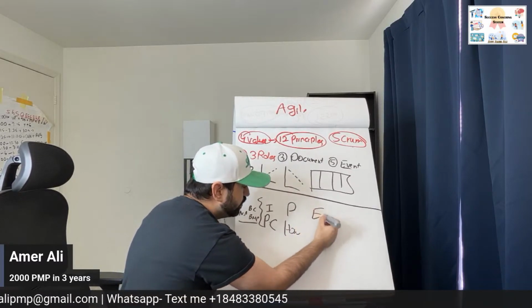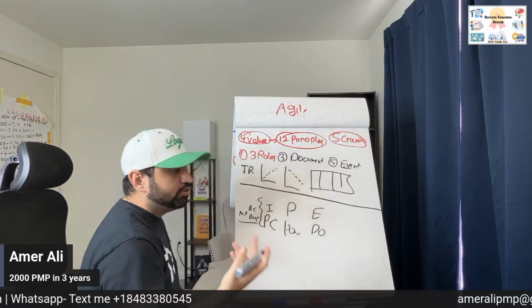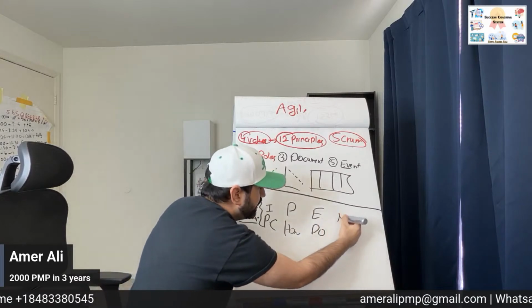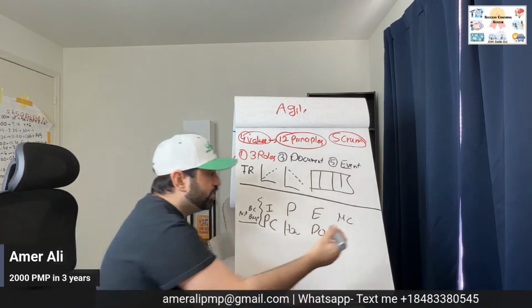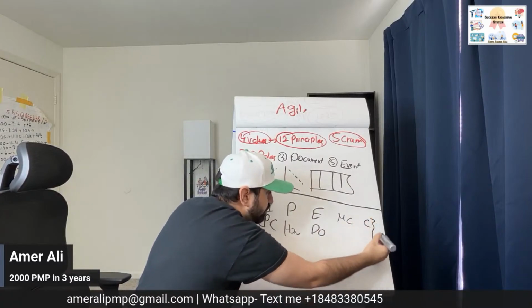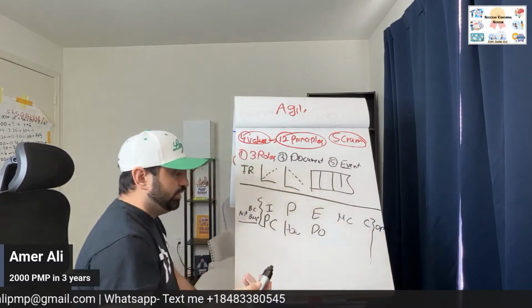In execution, we do it. We manage the deliverables. We produce the deliverable. In monitoring and control, we check the performance. We change the plan. We do what we need to change. In closing, we close the project. Then the project gets transferred into operation.